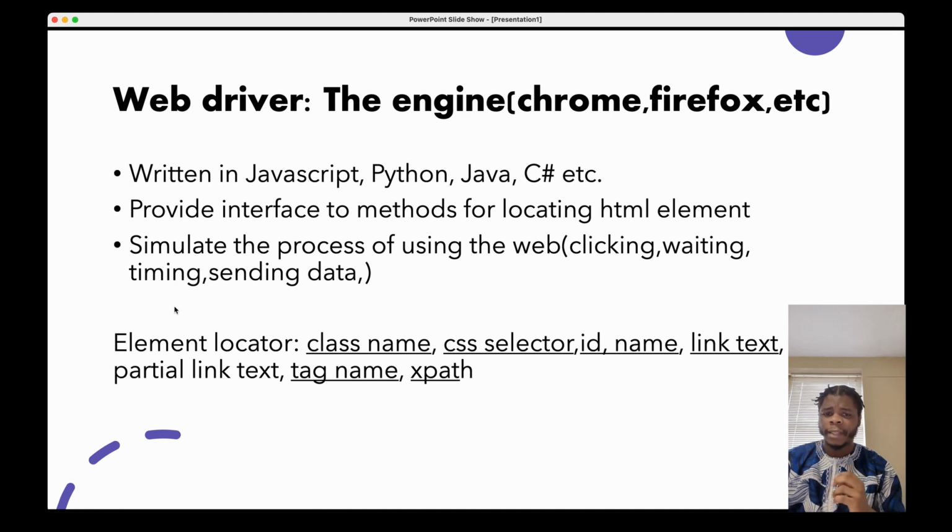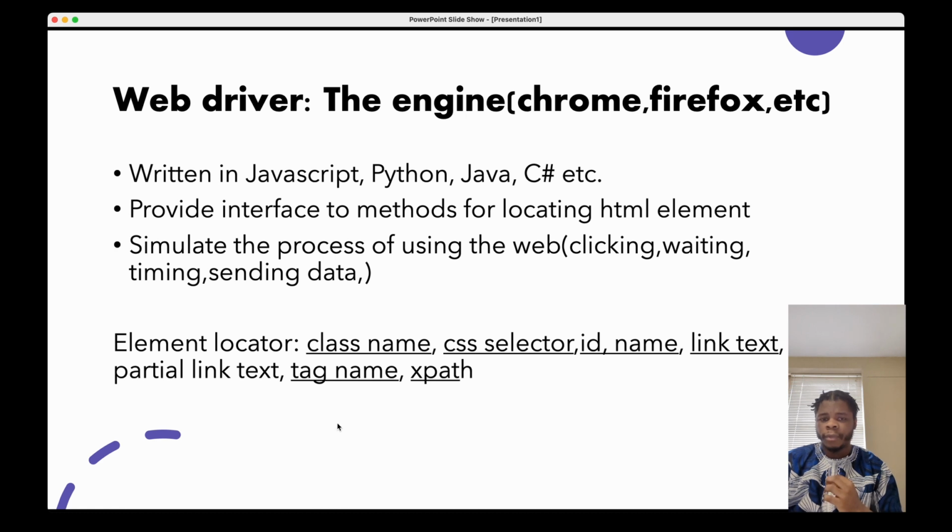Another thing that Selenium is very good at is what I call simulation. Selenium allows you to simulate the behavior of a web user. Things like clicking, waiting, sending data. These are very possible with Selenium, and you can write a script that simulates how a person would behave using a website. So you can use that to get data, send data, and basically interact with websites.